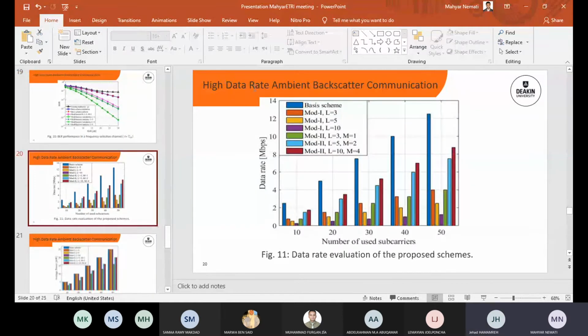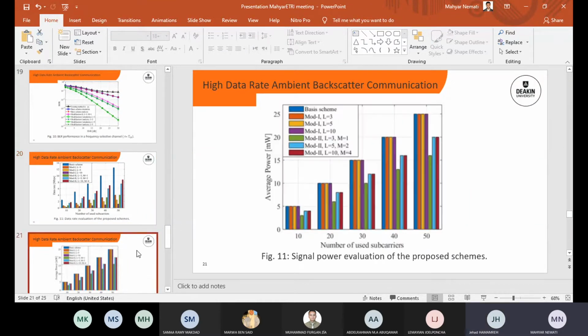So in terms of the high data rate ambient backscatter communication which I propose, there is another comparison in terms of the data rate. This figure gives us some flexibility in terms of the data rate, so that we can have a different number of subcarriers in each block and choose the best option with respect to the application that we want, and then have a satisfactory data rate.